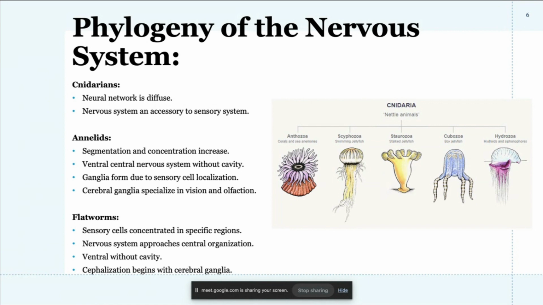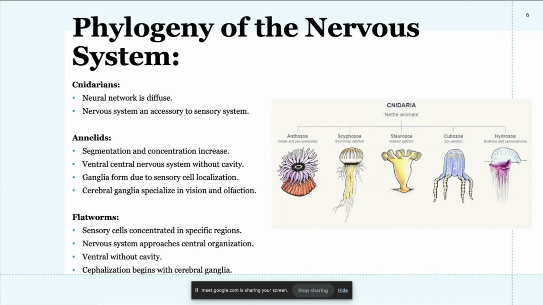So cnidarians have a neural network which is very diffuse. So this is actually one of the stop test questions where it was, I don't remember how exactly it was phrased, but it was something about which animal group has got a diffuse nervous system. So the animal group that has a diffuse nervous system would be the cnidaria. Now, the cnidaria are animals like the jellyfish, okay?